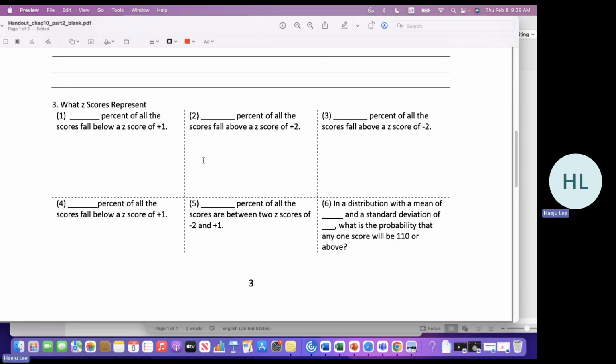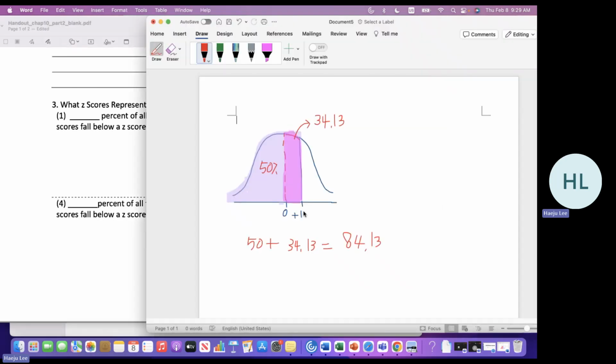Other questions you can compute in a similar way.